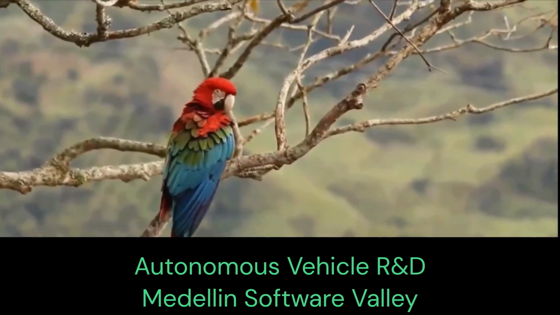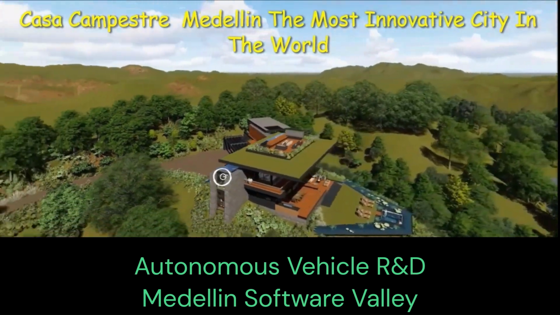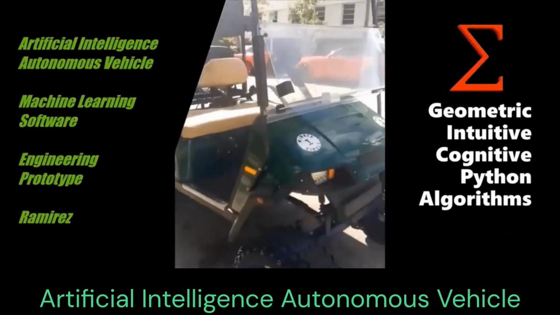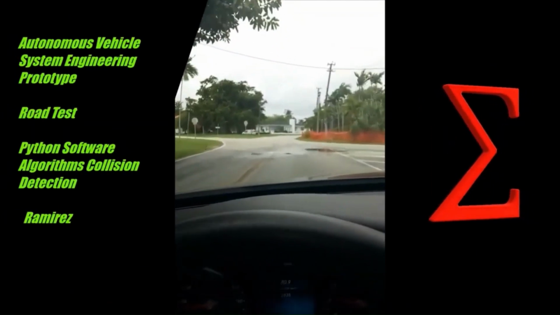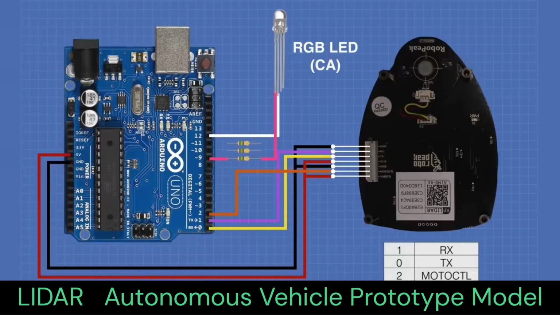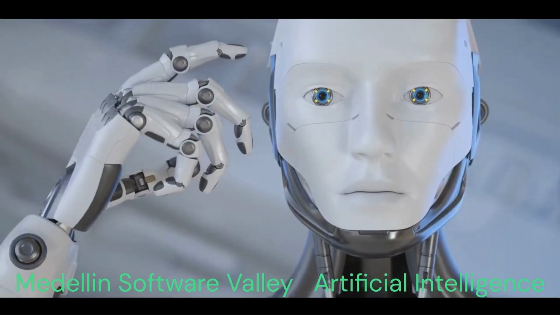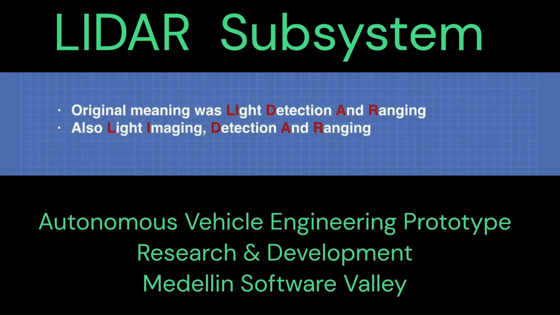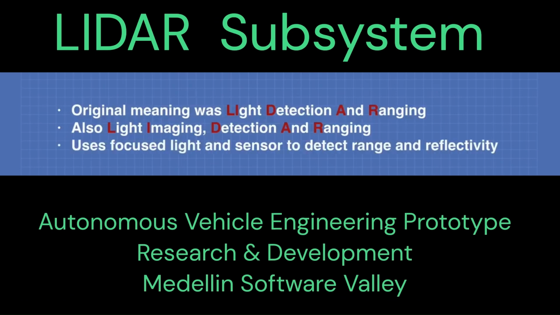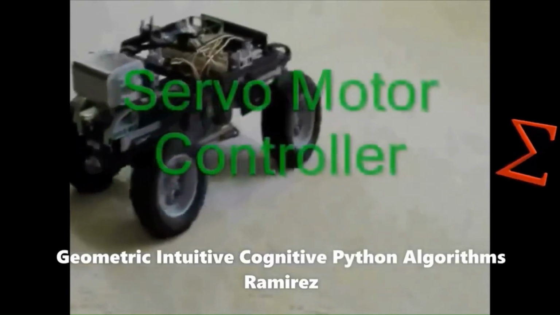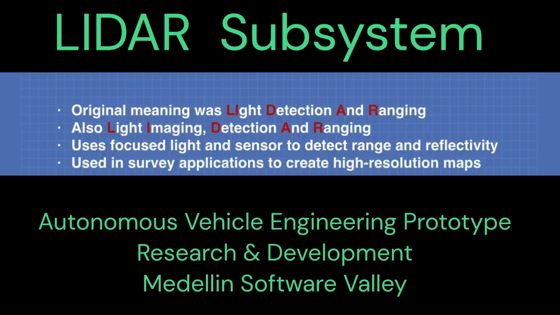The framework presented in this video is based on a two-part artificial intelligence autonomous vehicle research and development engineering prototype. This segment of the intelligent vehicle, part 2, presents the mathematical algorithms for the LIDAR system, which includes the software models for the LIDAR light detection and ranging system.